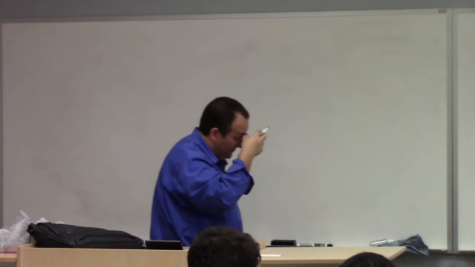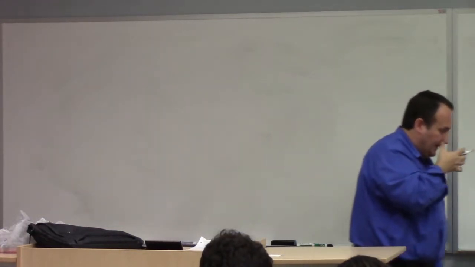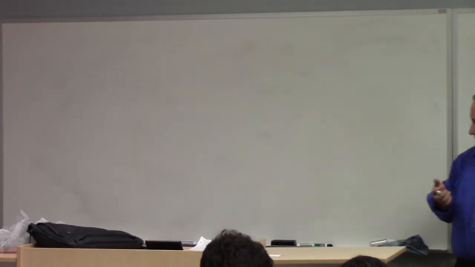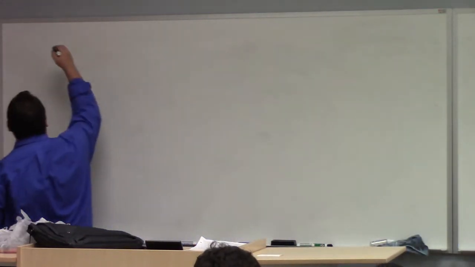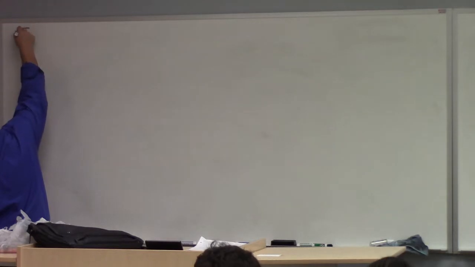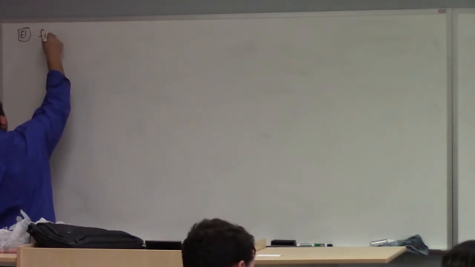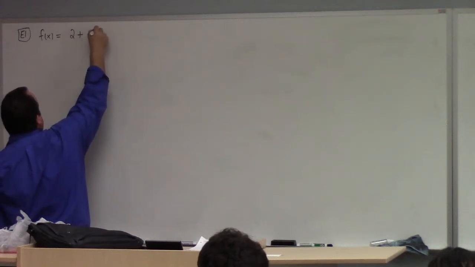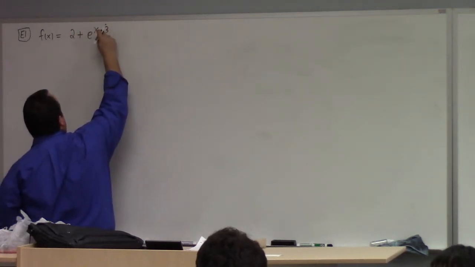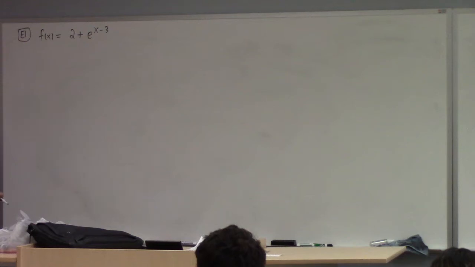So there we go. Top hat's over there. So do what you will with it. So what do you guys think? So example 1, we have f of x equal 2 plus e to the x minus 3. Is this function one-to-one? What do you guys think? And how did you prove this?